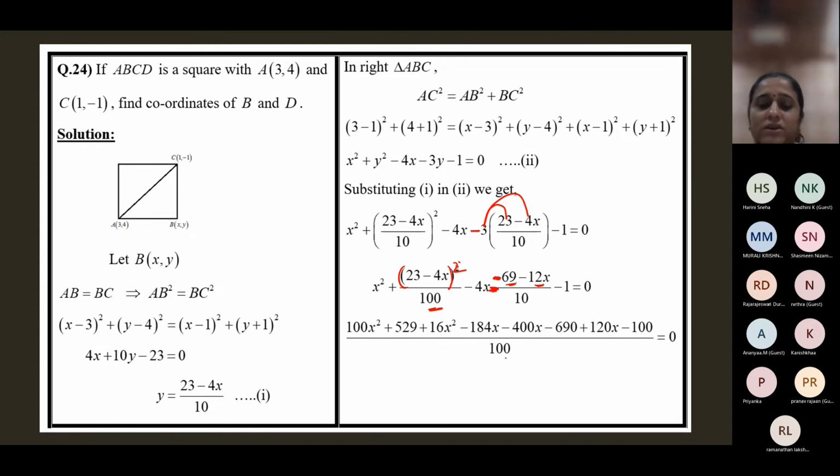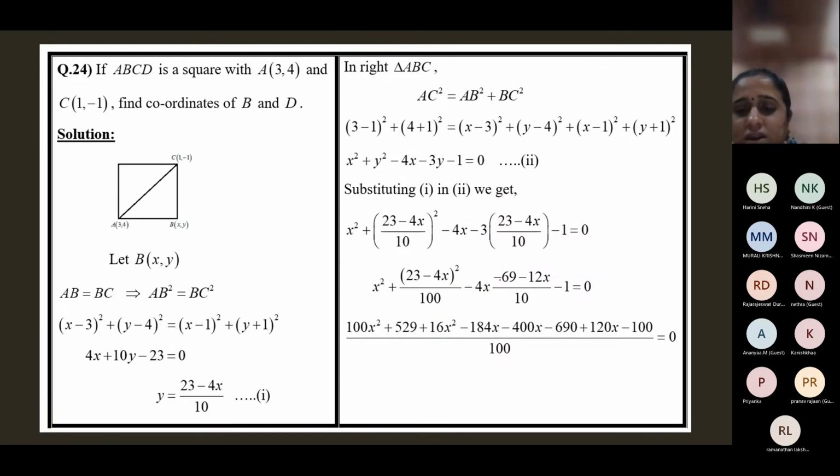Then common denominator 100. So it becomes 100x squared. And here you'll have to expand this one. (a minus b) the whole square is a square plus b square minus 2ab. Then LCM. This is into 100. So minus 400x. This is into 10. All these numbers by 10 because the denominator is 10. You will have to multiply the numerator by 10. So this one into 10, 690. And this one into 10, 120x. But what is it? There's a minus outside.